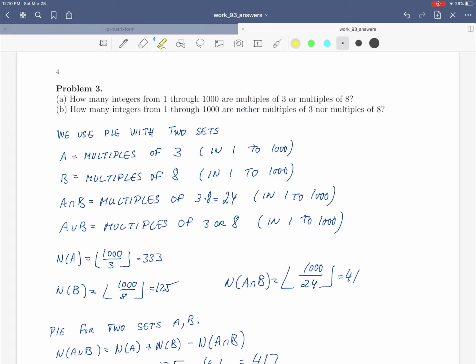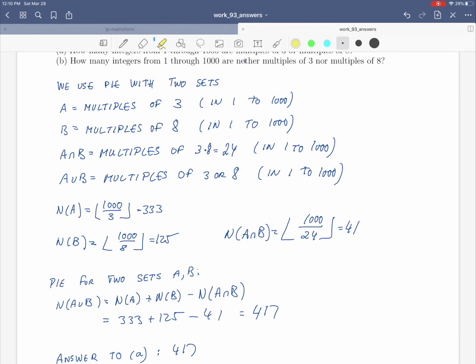So we use the principle of inclusion-exclusion for solving this problem with the following two sets. A being the multiples of 3. Always we work only with integers 1 through 1000 only in this problem. B multiples of 8, and that means the intersection A intersection B are multiples of 3 and 8, which is 24. A union B are multiples of 3 or 8. That's what we would like to count.